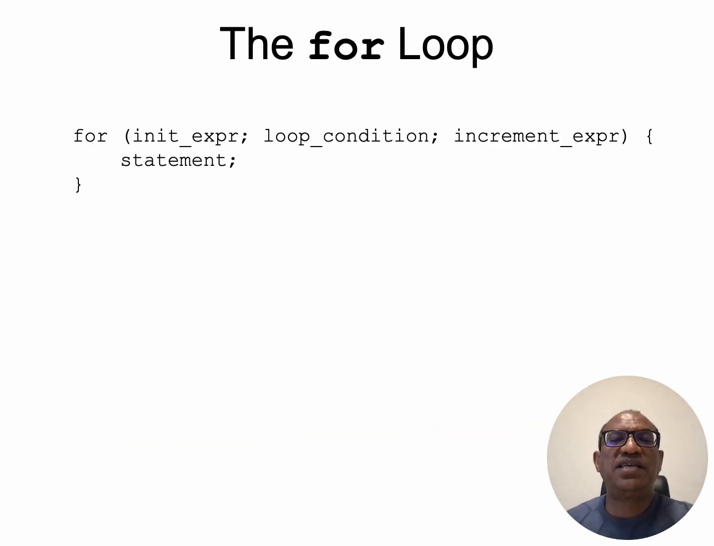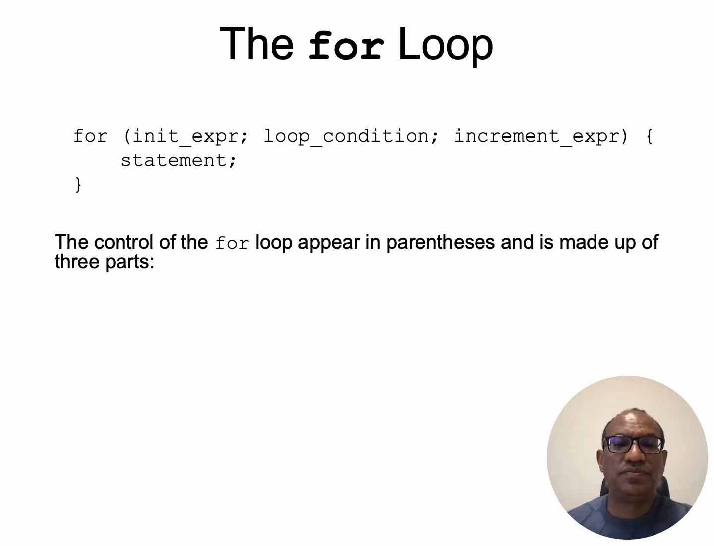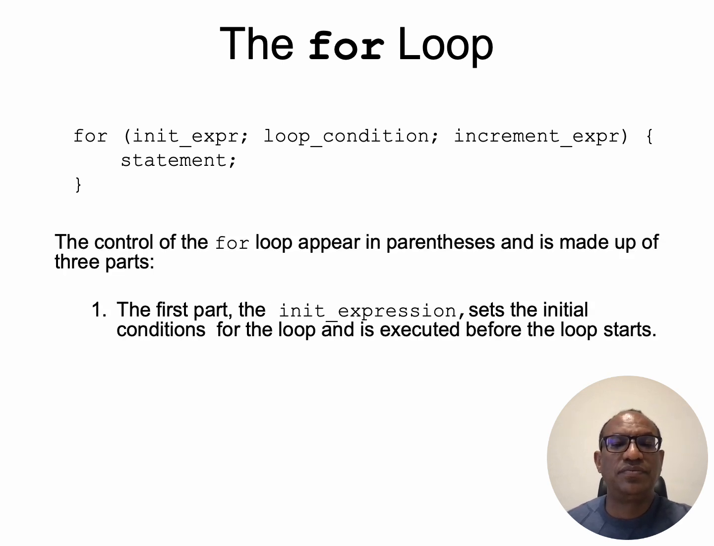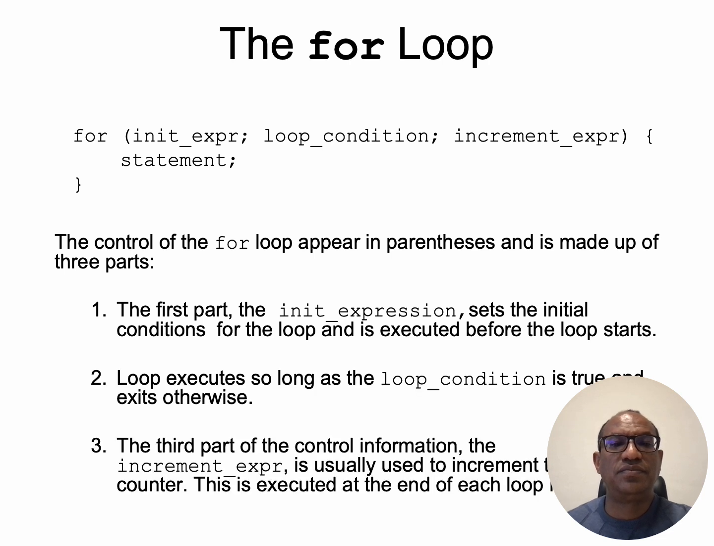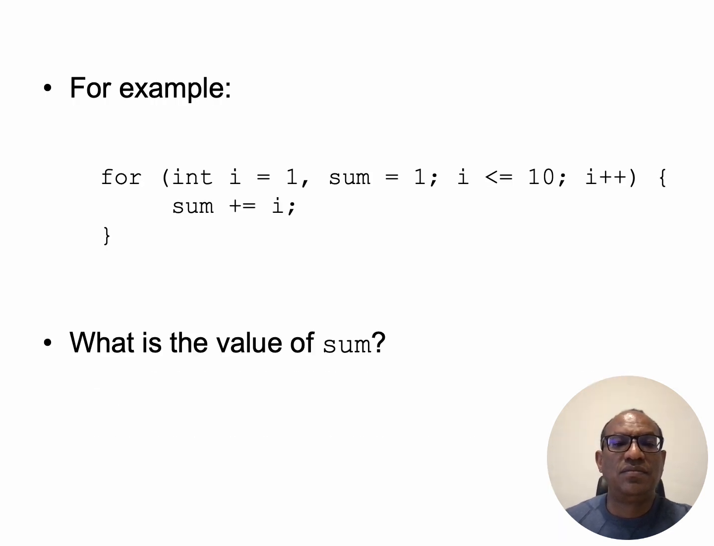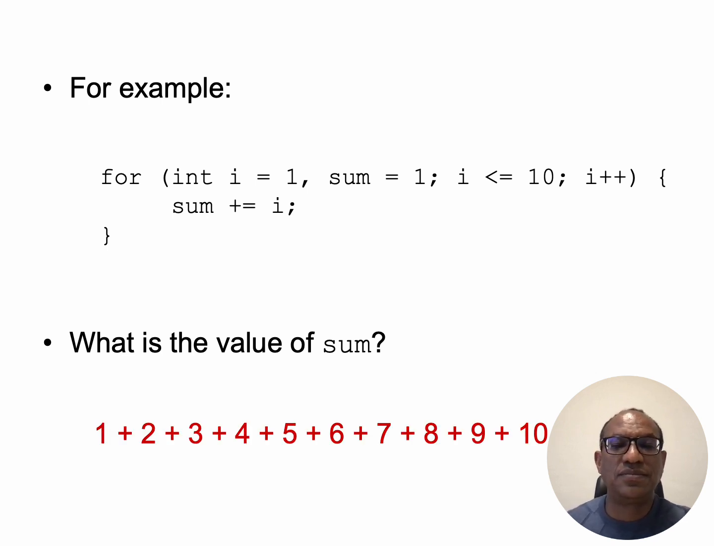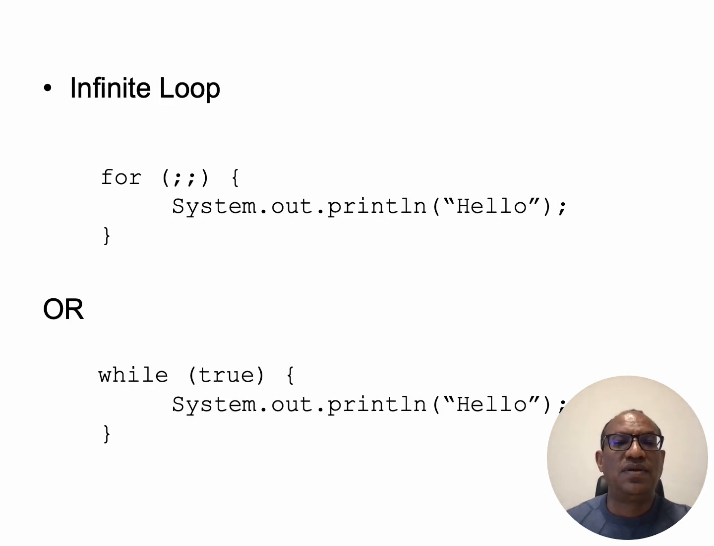The for loop provides a concise way to write loops. Using a for loop, we can print the sum of integers from 1 to 10. If a loop never stops, it's called an infinite loop. Be careful with infinite loops, as they can crash your program.